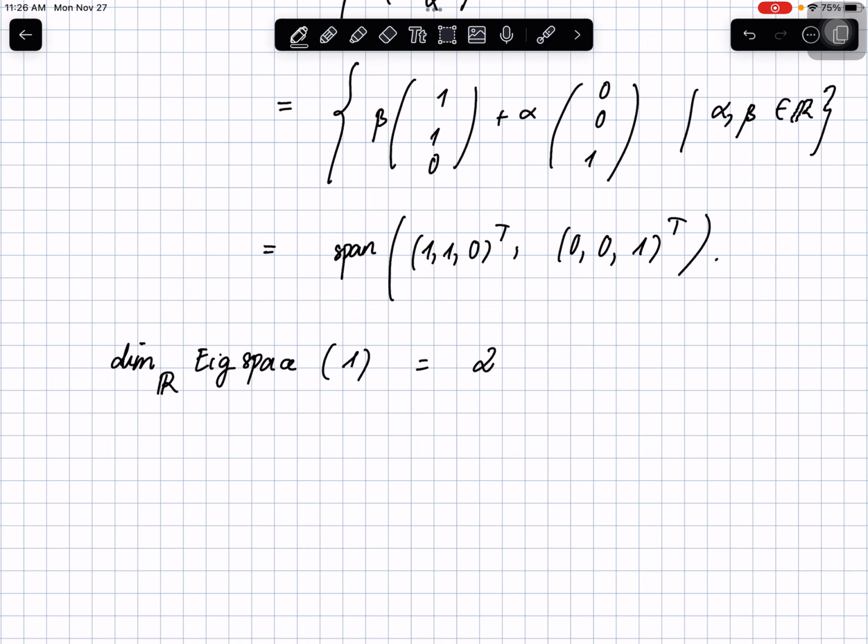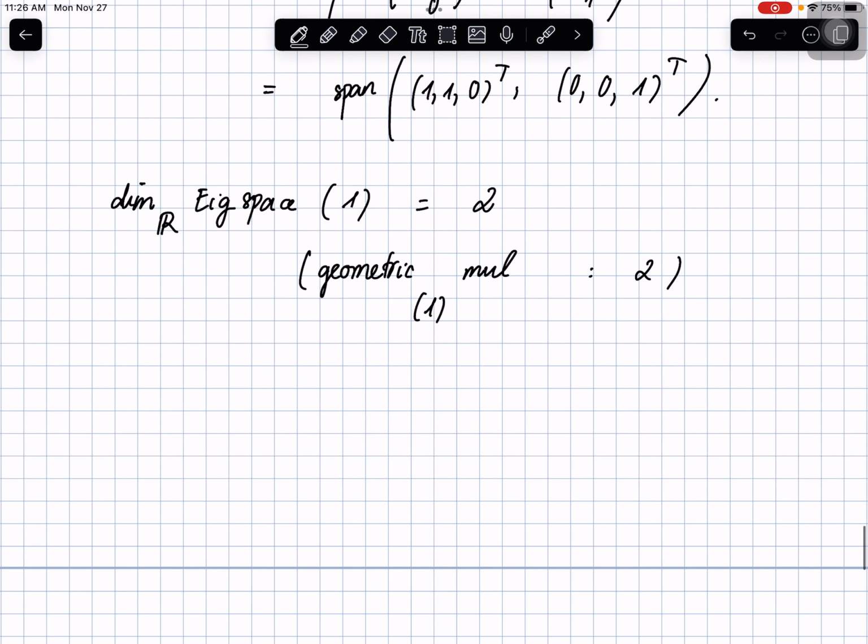So what does that mean? The geometric multiplicity corresponding to 1, which is 2, is the same as the algebraic multiplicity, right? So we can claim something else. Eigenvectors corresponding to lambda 1, lambda 2 equal to 1.